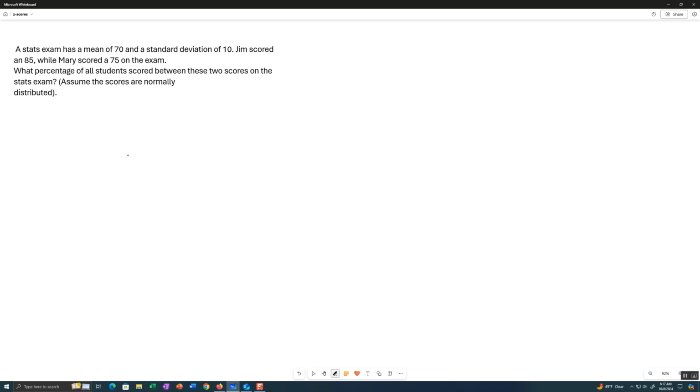So when I say assume the scores are normally distributed, that means z-scores, because that's what we're using with a z-score. We're using the normal distribution, what's technically called the standard normal distribution, with a mean of 0 and a standard deviation of 1. So let's now compare these two or find the area between. We need to convert to two z-scores if we're going to find the area between.